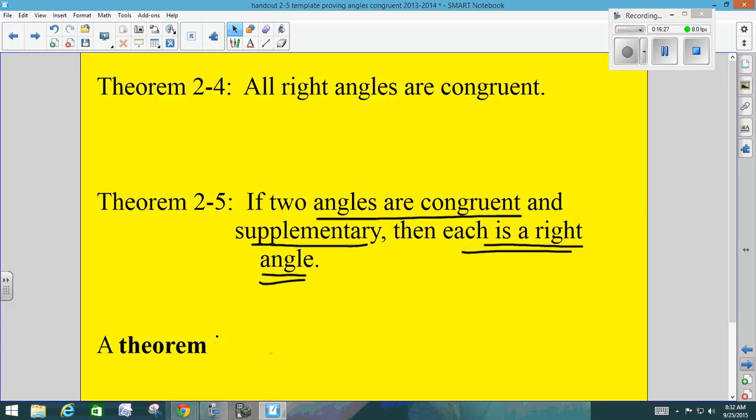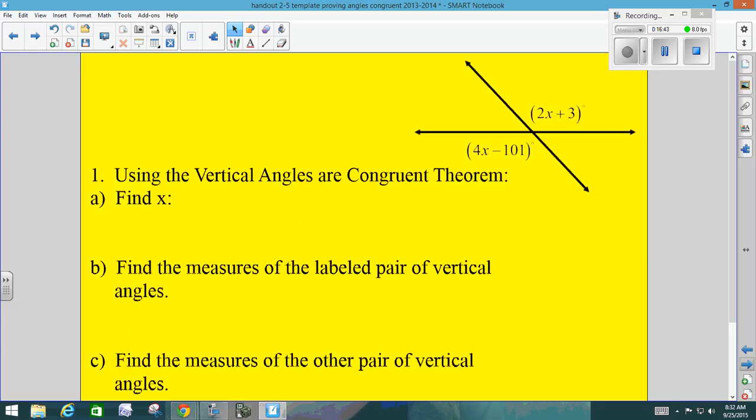All right. And then, like I said at the beginning, a theorem is a conjecture or a rule that must be proven. So some guy, mostly Euclid, proved all these theorems for us already. Okay, so let's use them. Example 1. Using the vertical angles are congruent theorem, we have like 3 or 4 parts here. Part A, find the value of x, which means we have to set up an equation.